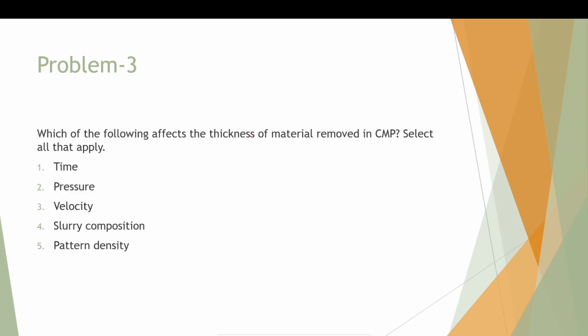Which of the following affects the thickness of material removed in CMP? Select all that apply. Pressure, velocity, slurry composition, and time. 1, 2, 3, 4. So why not pattern density?